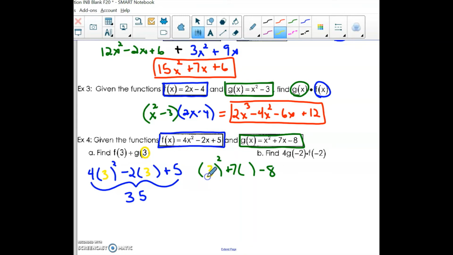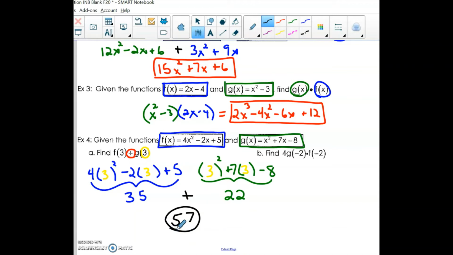So that 3 is placed into the parentheses. We'll do this. This comes out to be 22. And the problem says that we're supposed to add these values together. So we will add them together, and together that gives us 57. So that's the 4A example.